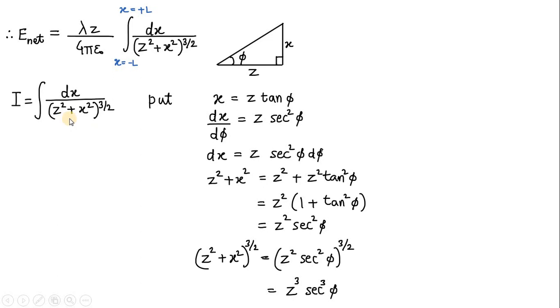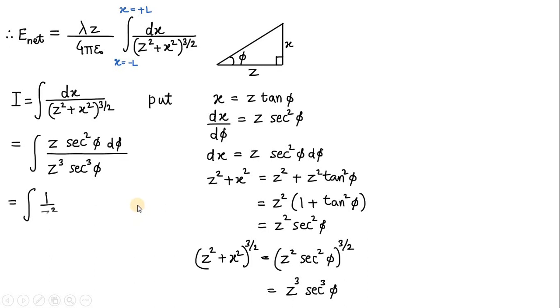This we are going to substitute in the denominator. So let's see what happens. Our integration becomes integral of dx, which is z into secant square phi d phi, divided by the denominator we found, z cube secant cube phi. In the next step z will cancel z cube, making it 1 by z square, and secant square phi will cancel secant cube phi, and we will get 1 upon sec phi into d phi. And 1 upon sec phi is nothing but cosine phi. So in the next step we write integral cos phi d phi, and 1 upon z square is a constant, throw it out of the integration.